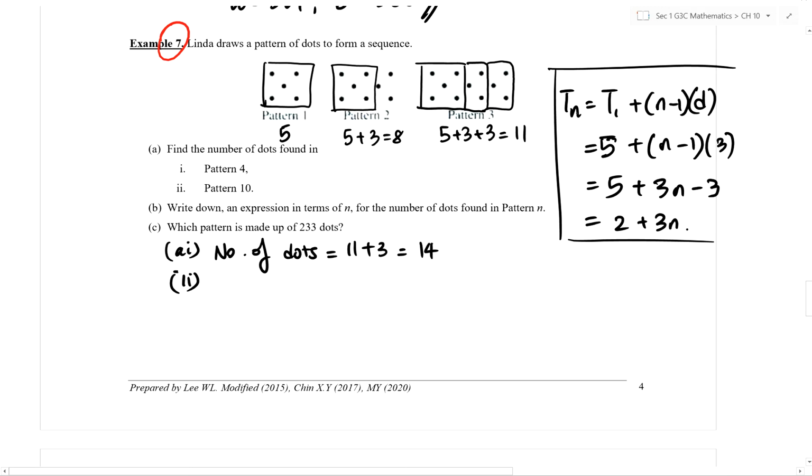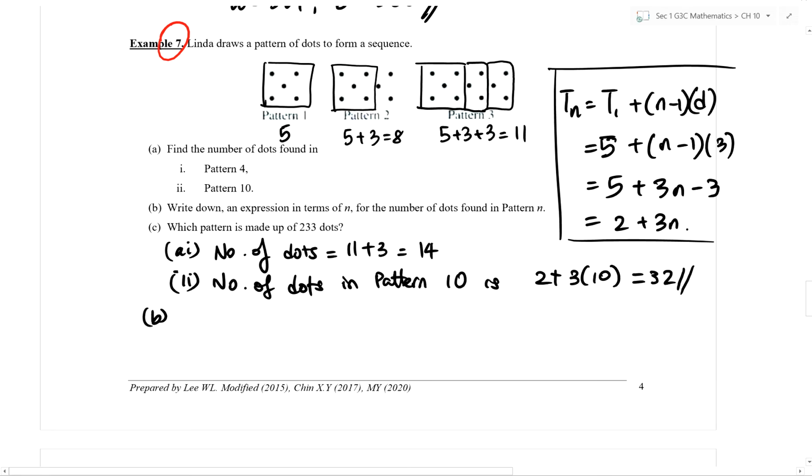As long as we know the term number, we will eventually be able to find the value of the term by substituting the corresponding value of n. Now term number 10, or the number of dots in pattern 10, is 2 plus 3 times 10, resulting in 32.